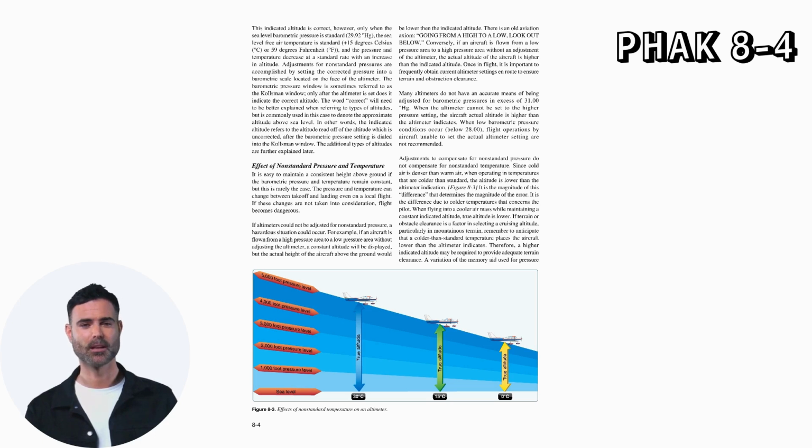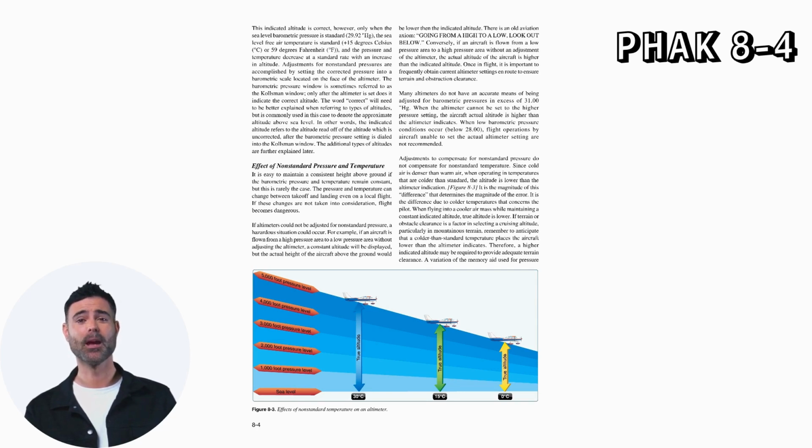Effect of non-standard pressure and temperature. It is easy to maintain a consistent height above ground if the barometric pressure and temperature remain constant, but this is rarely the case. The pressure and temperature can change between takeoff and landing, even on a local flight. If these changes are not taken into consideration, flight becomes dangerous. If altimeters could not be adjusted for non-standard pressure, a hazardous situation could occur.